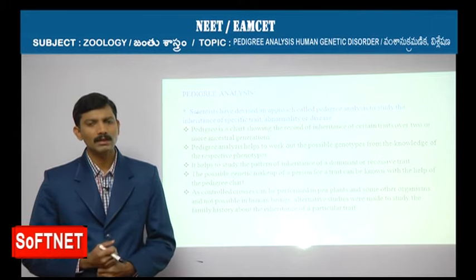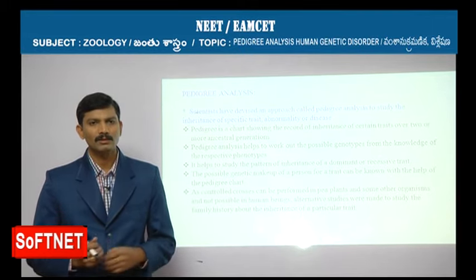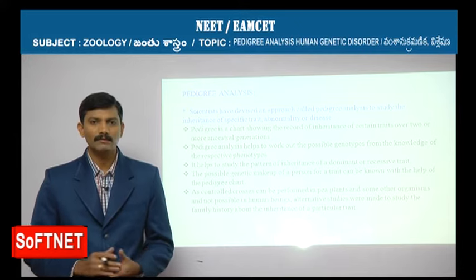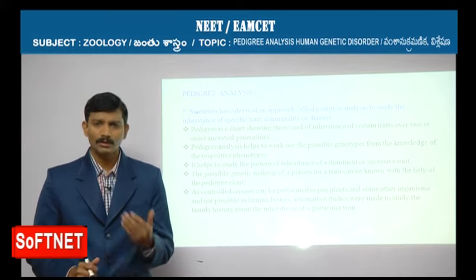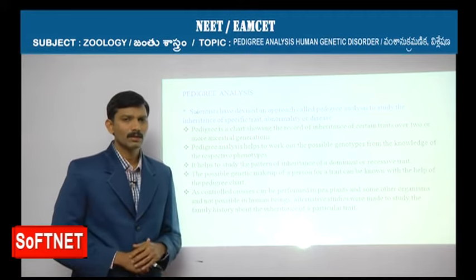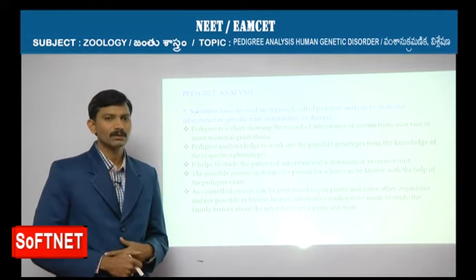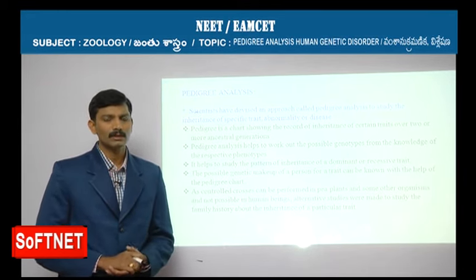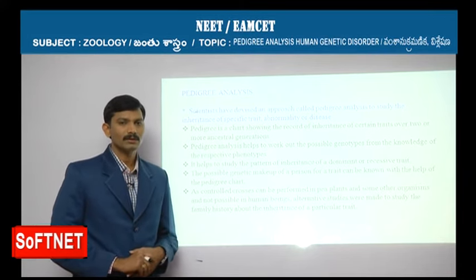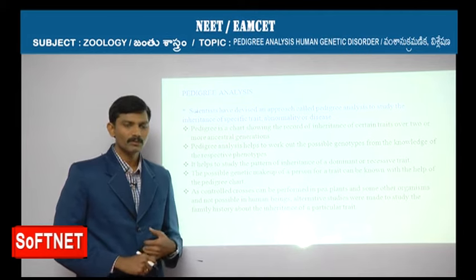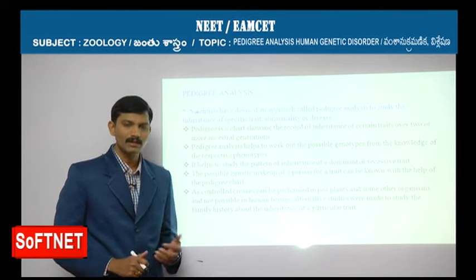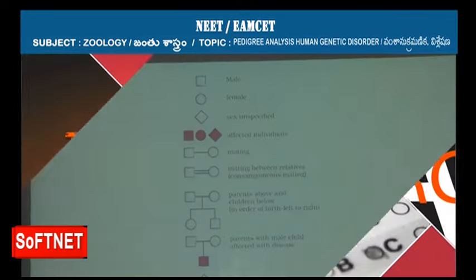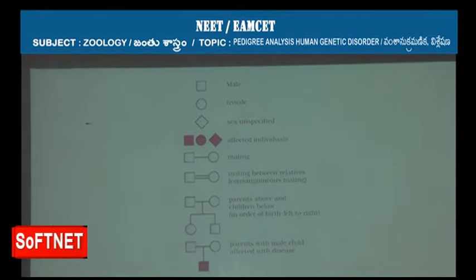So that is one of the main significances of pedigree analysis: to substitute for controlled crosses in human beings, which are very difficult to study. The lifespan of human beings is long compared to other living organisms, and crossing is also very difficult among them. So it is very difficult to study a particular trait, disorder, or abnormality in human beings. For that purpose, scientists have devised an approach called pedigree analysis.